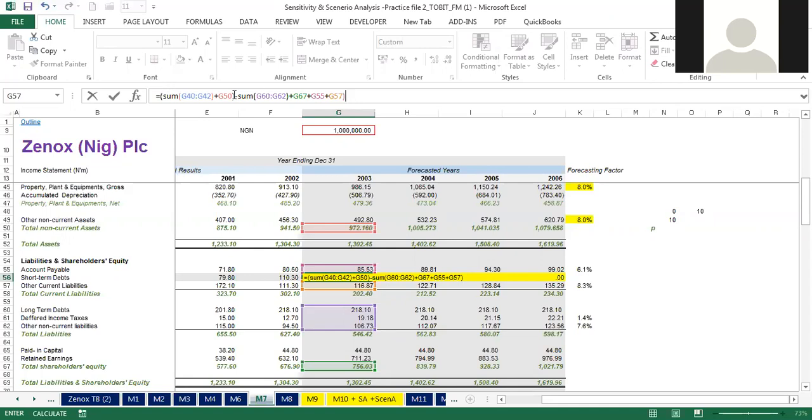Now, this is one aspect of the formula. The second aspect of the formula is now to say, Excel, if this is giving you minus, then return the maximum number between this minus and 0. So we can close this and we can have our max.